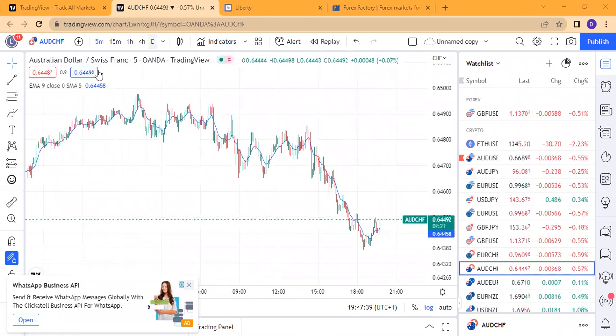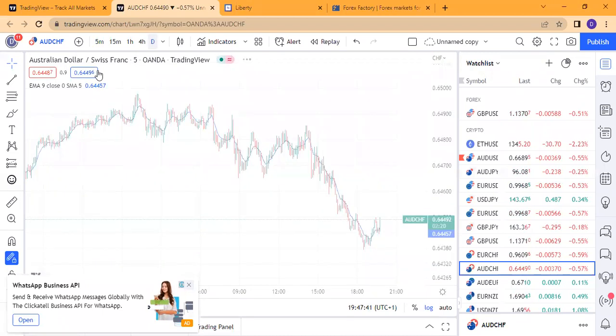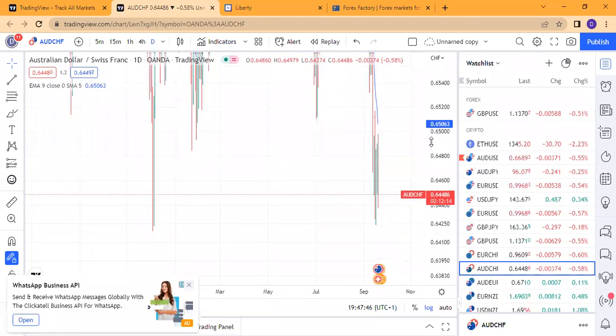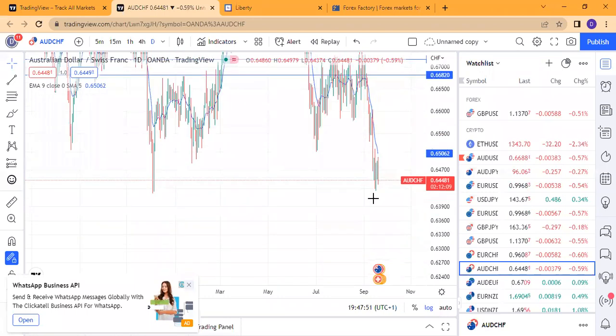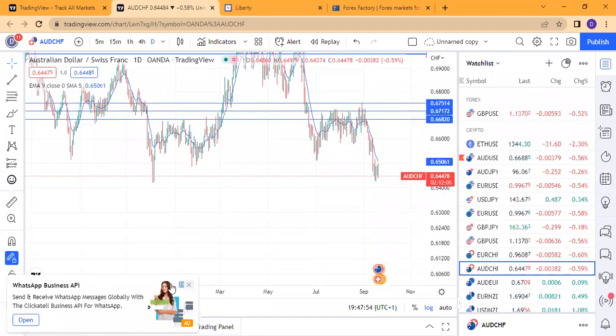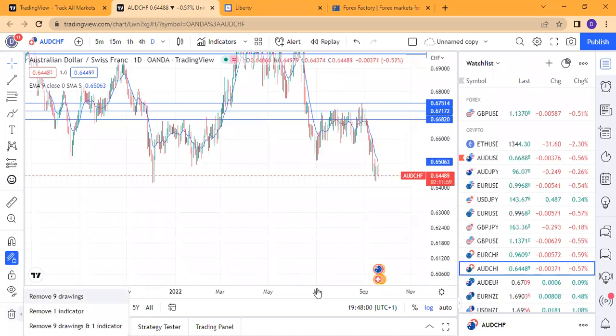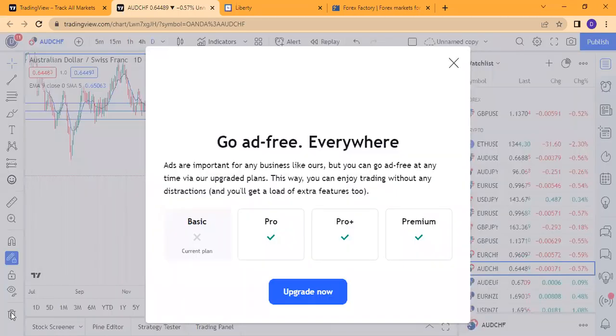Now, how do I chart the market? Remember, this is a downtrend. And in a downtrend, I'm going to be looking out for flaws. And what do I mean by flaws? Flaws are where the market touched and went back up.